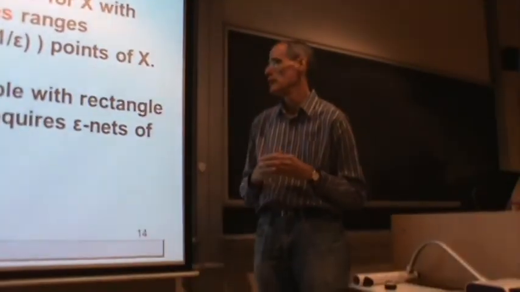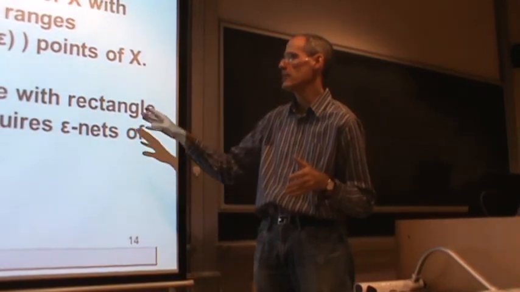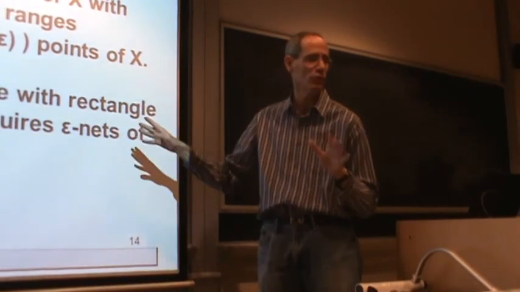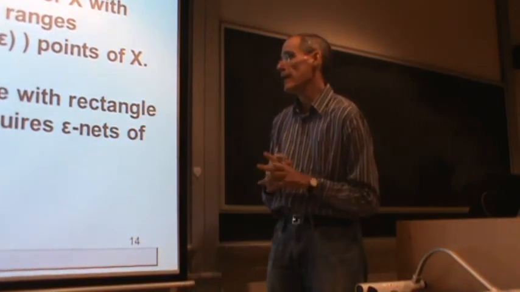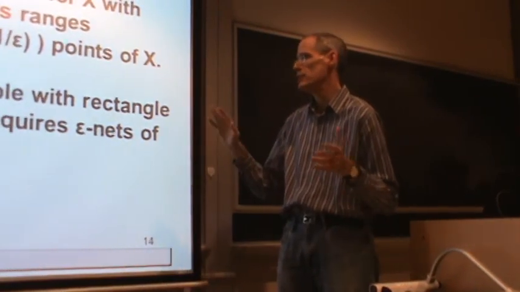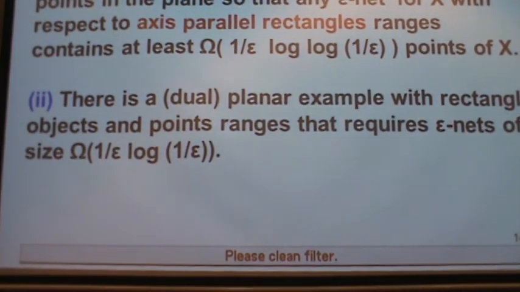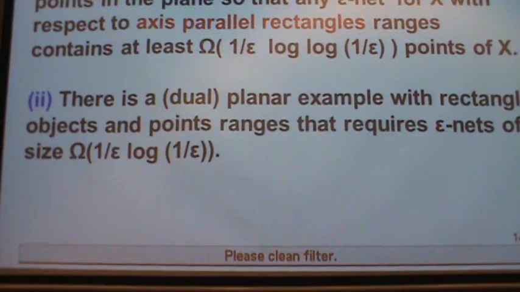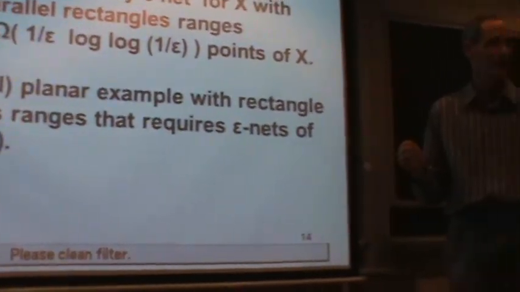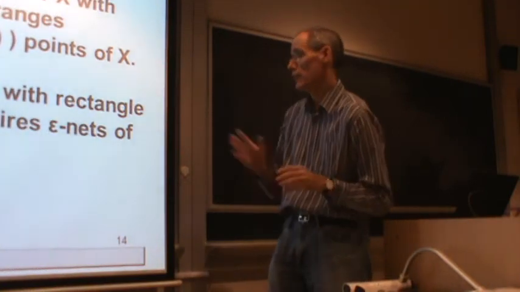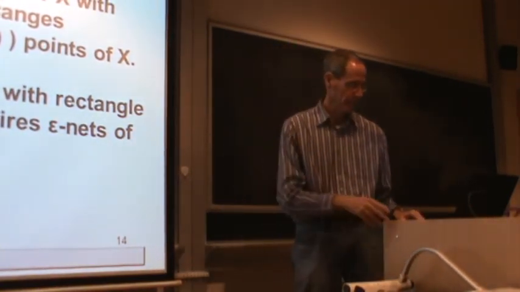That's already somewhat big. And if we allow some more complicated range space, which is dual, so I don't want to even describe it, but it's something that will still be geometric. It will have maybe VC dimension 4 or something, and it will require epsilon nets of size 1 over epsilon log of 1 over epsilon. So really, this log of 1 over epsilon in general is needed.